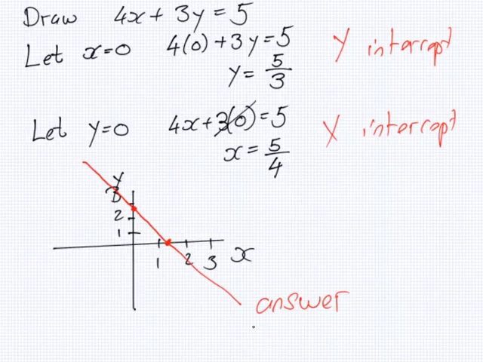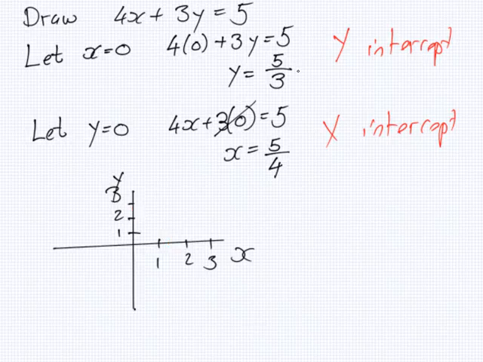The graph, no problem. So, if I go here, this is about 1.6. Oh, I got it. Actually, I drew it in the wrong spot, didn't I? It should be about here. And this one is about 1.25, so that's here. Good. 4x plus 3y equals 5. You got it? No problem? Okay.